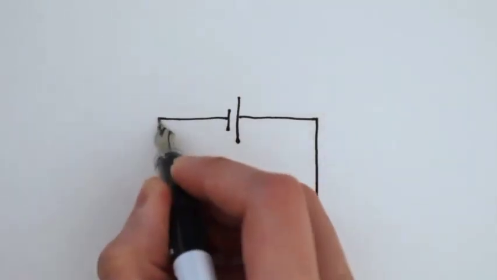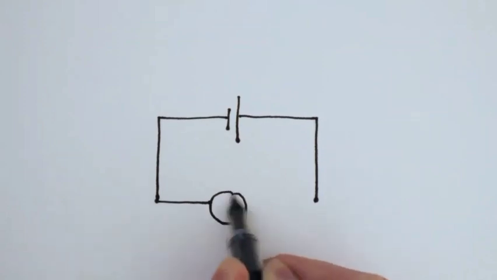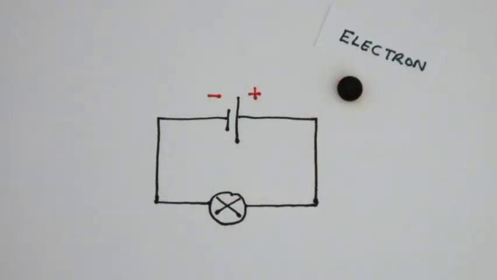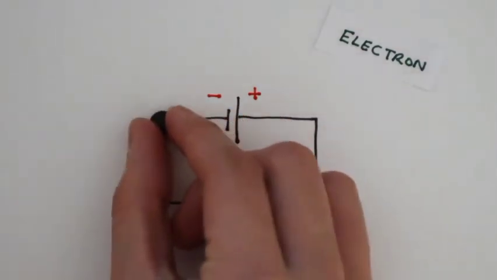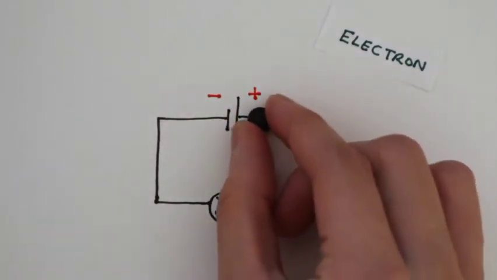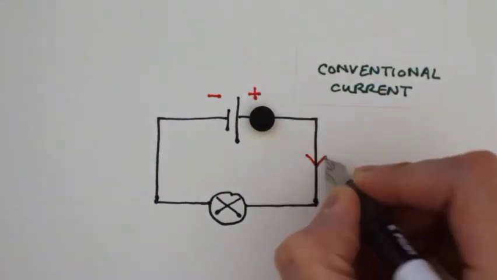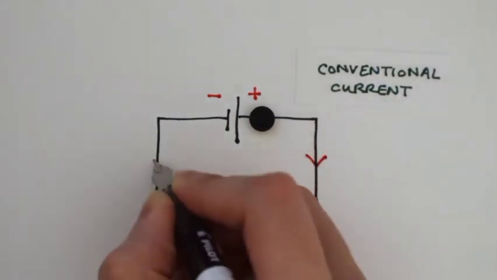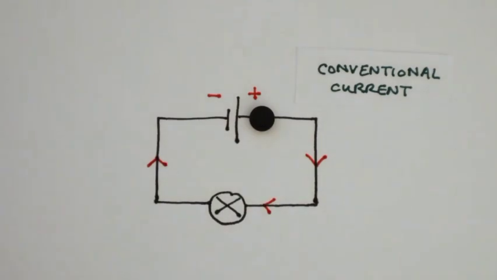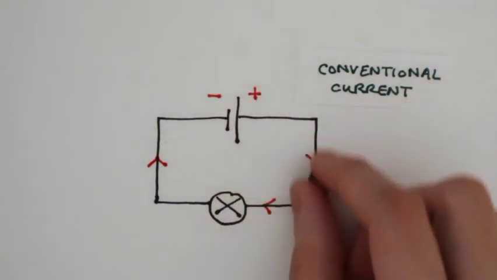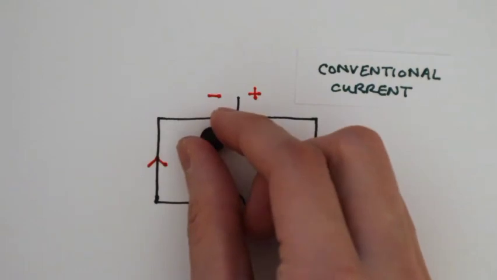Here's a simple circuit with a cell and a light bulb. Let's imagine this to be an electron. Electrons in the circuit go from the negative terminal to the positive terminal. The conventional current goes from the positive side to the negative side. So in this video, we will use the conventional current when we consider the direction of current.